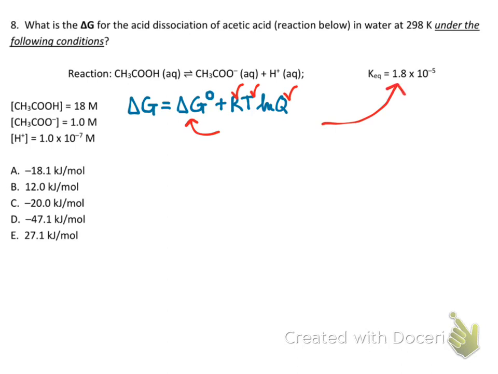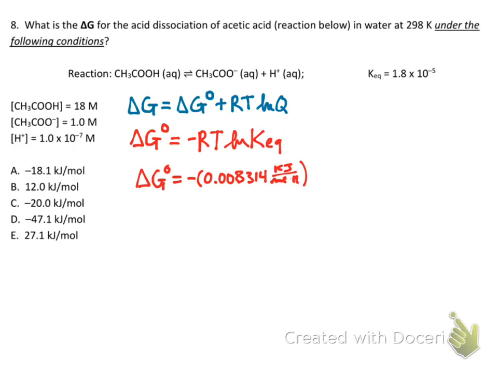Whenever you have KEQ, you can find delta G standard. Likewise, if you have delta G standard, you can find KEQ. These are both constants for any given reaction at any given temperature. So we can use this to find our delta G standard using the equation delta G standard equals negative RT times the natural log of KEQ. So let's find our delta G standard here.